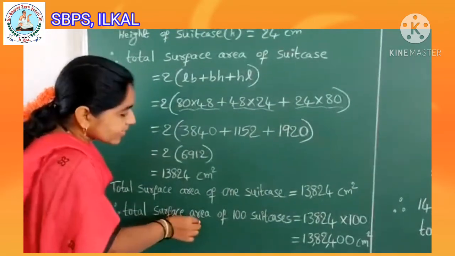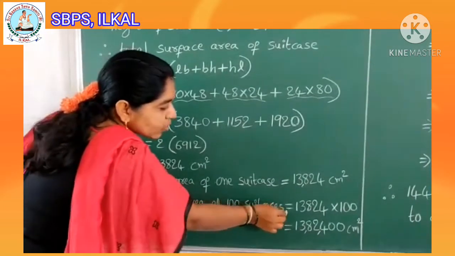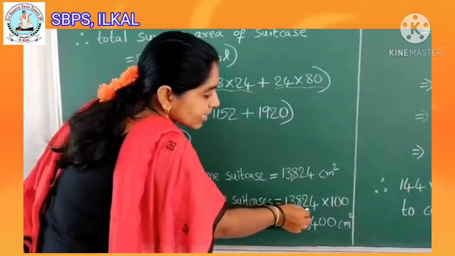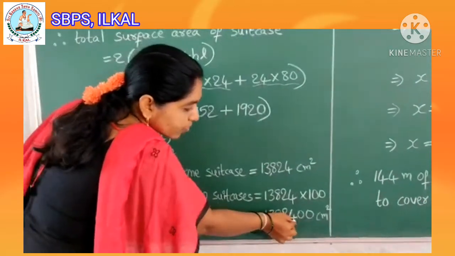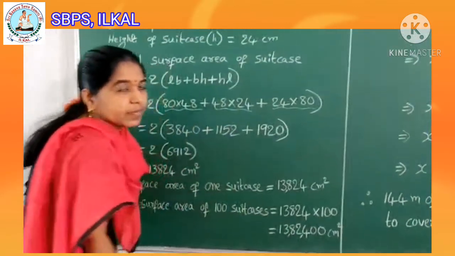Therefore, total surface area of 100 suitcases is equal to 13,824 into 100, which is 13,82,400 square centimeter.